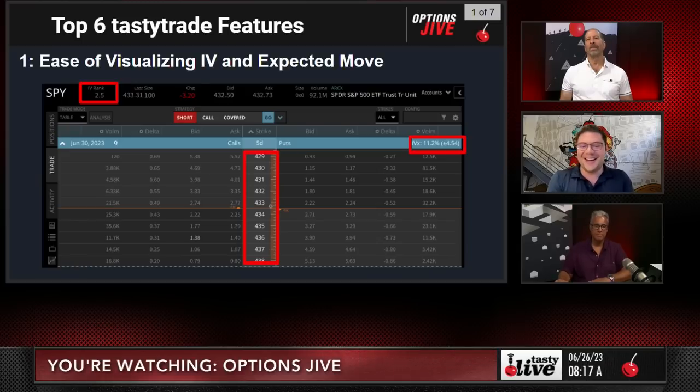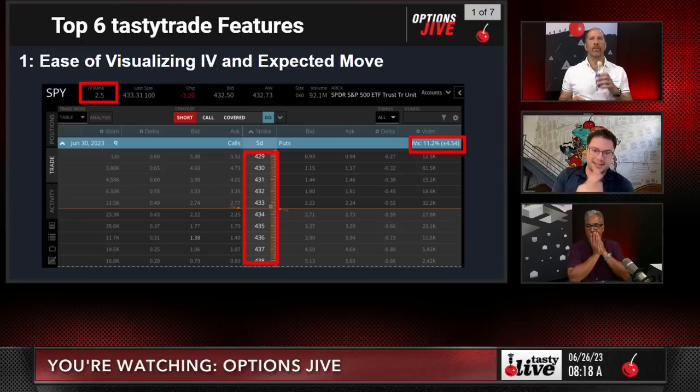So, anyway, number one, the ease of visualizing IV and expected move, by far one of the best features, considering we talk about IV every single day. Probably the majority of the topics we talk about are IV. As an example, I pulled up the SPY options chain. You have 3 ways to look at IV from a single snapshot, and this is every single stock you can look at. You have the expected move on the top right. You have the bar that shows you the expected move on the actual chain, on the actual strikes itself, and you have the IV rank at the top right corner. Those are basically the 3 metrics that we use when constructing a trade.